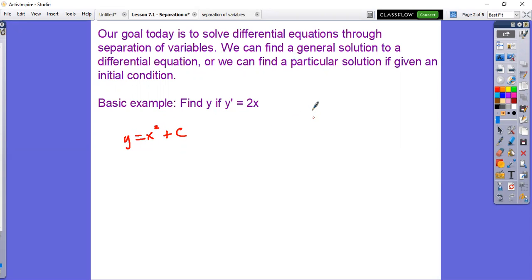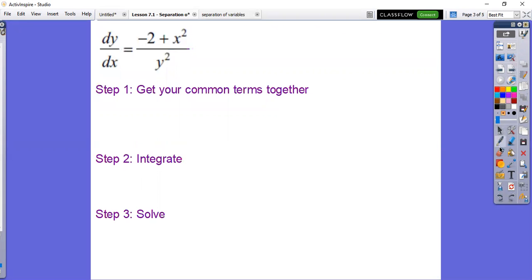So what we're going to look at is this method called separation of variables. So with separation of variables, basically what I'm going to do is I'm going to get my common terms together. So I want to get my y squareds over here with dy, and I want to move dx over to this side of the equation. So this would be y squared dy equals -2 plus x squared dx.